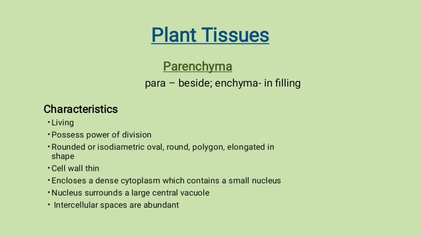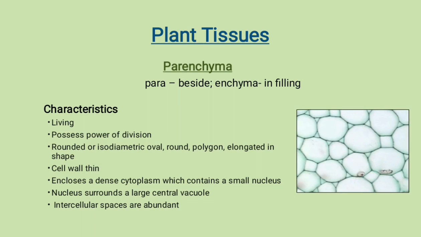The cell wall is thin and encloses a dense cytoplasm which contains a small nucleus and surrounds a large central vacuole. It is clear from the picture that intercellular spaces are also present between these cells and these spaces are abundant. So many spaces you can see in this picture.